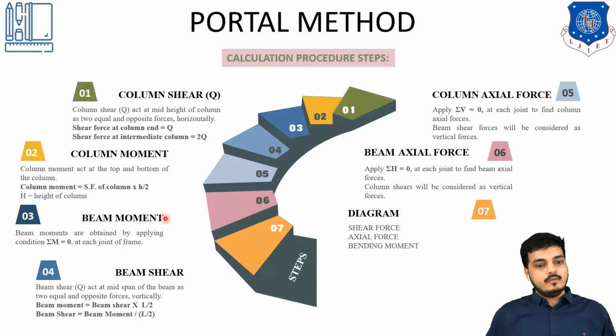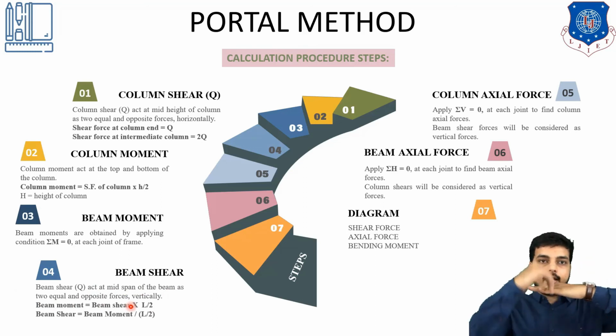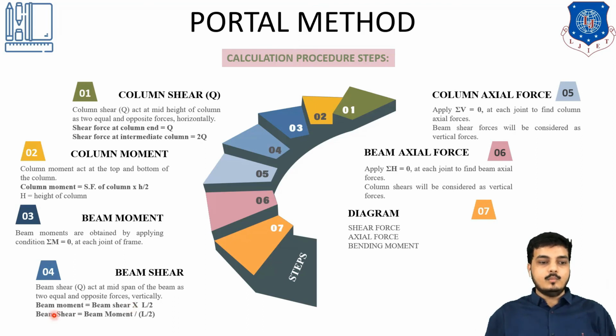With the help of beam moment, we will find the beam shear. First the shear of the column, then its moment, then with the help of this moment the beam moment, and with the help of beam moment, the beam shear. Beam shear acts at the midspan of the beam as two equal and opposite forces, similar to the column. Now, beam shear into L by 2 is my beam moment, so beam shear equals beam moment divided by L by 2. This is just a formula which we will be using.